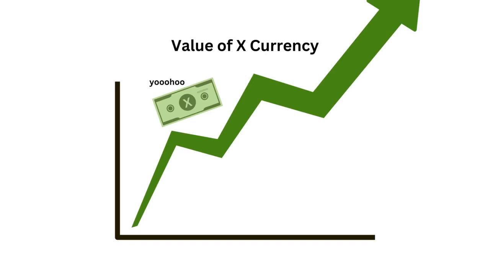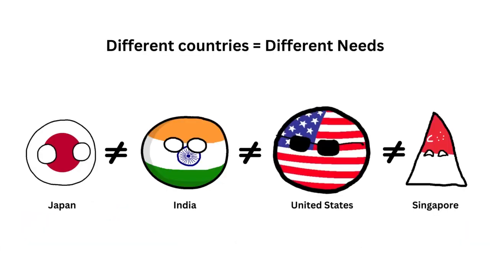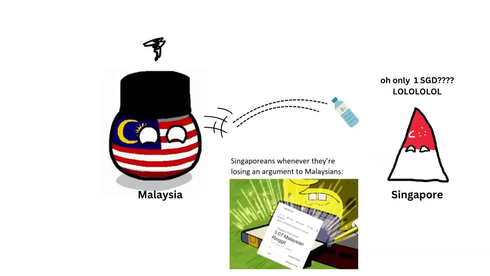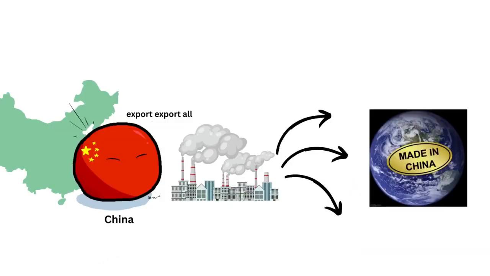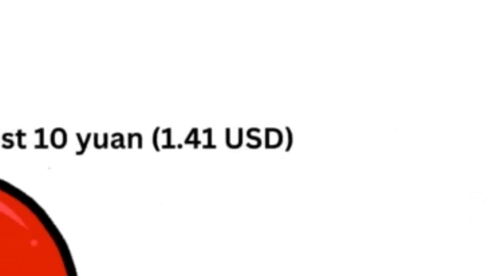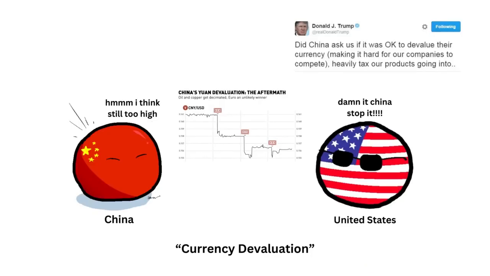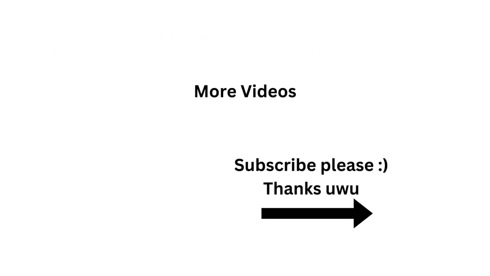And maybe your next question is, should we make our currency as strong as possible? The answer is, not really. That's because different countries have different needs. For example, a country that imports a lot, like Singapore, may want a strong currency to make imports cheaper, while a country that exports a lot, like China, may want a weaker currency to make its products cheaper for other countries. China has been accused of purposely lowering its currency's value, called currency devaluation. How does this work? I'll explain it.